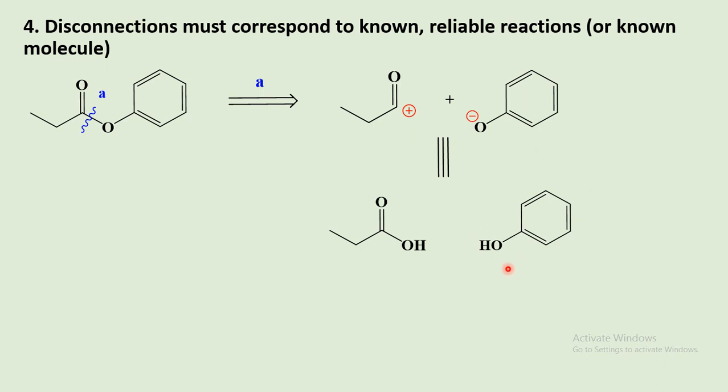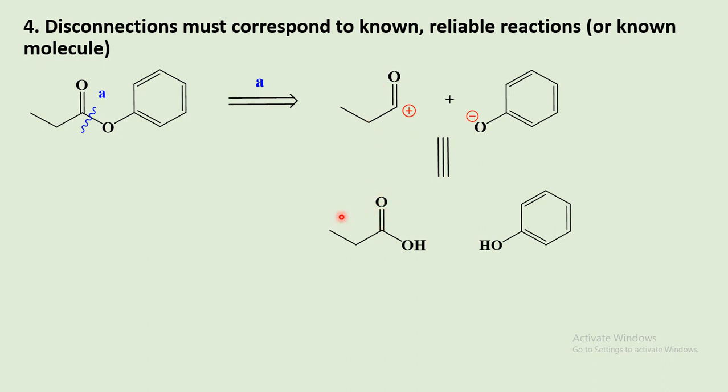This is one of the known molecules, while the other one which has been obtained here is propanoic acid, and we all know that propanoic acid can also be obtained very easily. So you can see that we can disconnect a molecule in such a form that the two species which we are getting should be known to us, or the reaction which we are taking on should be reliable, that should be known to us.